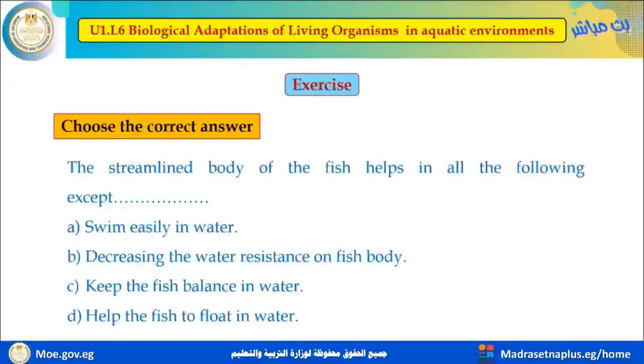Next, the streamlined body of the fish helps in all the following except: swim easily in water, decreasing the water resistance on the fish body, keep the fish balance in water, help the fish to float. Yes, except what? Yes, that's right. Help the fish to float. Why? Because the air sac helps the fish to float.